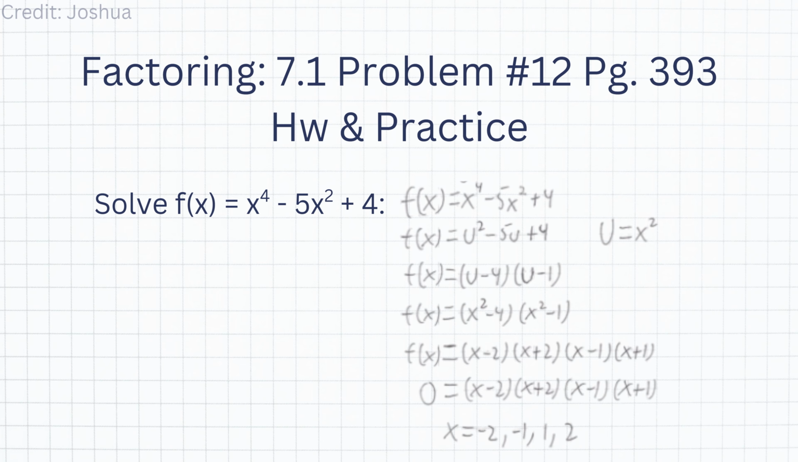Solve f(x) equals x to the power of 4 minus 5x to the power of 2 plus 4. So the first step will be to use u-substitution, so we let u equal x squared. Then after using u-substitution, we can factor to get f(x) equals (u minus 4) times (u minus 1). We can then substitute x squared back in for u and get (x squared minus 4) times (x squared minus 1). And by factoring that out, we get f(x) equals (x minus 2) times (x plus 2) times (x minus 1) times (x plus 1).